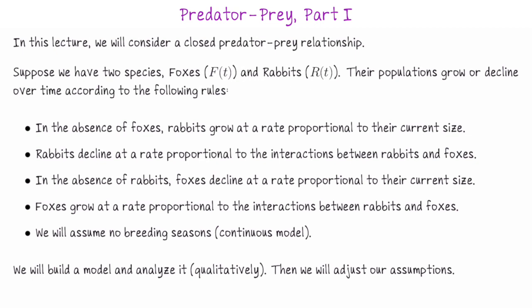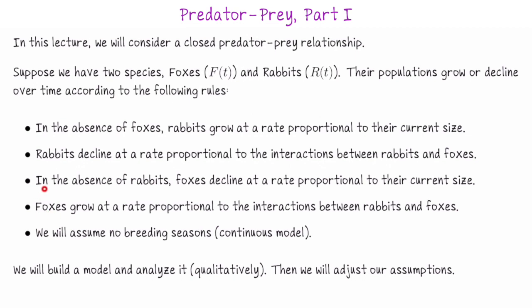So to start with, what we'll say is that in the absence of foxes, the predator, the rabbits will grow at a rate proportional to their current size. However, with the introduction of foxes to the environment, the rabbits decline at a rate proportional to the interactions that take place between the rabbits and foxes. We'll go through the details of what that means in a second.